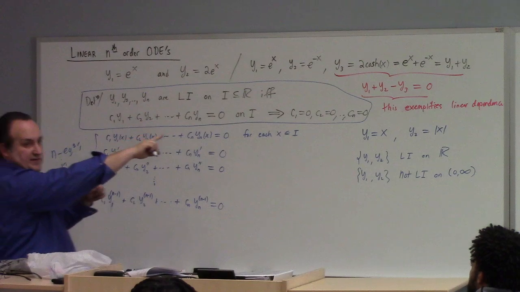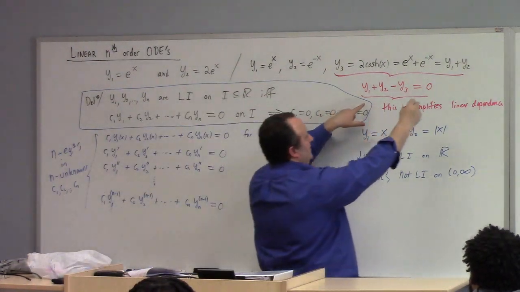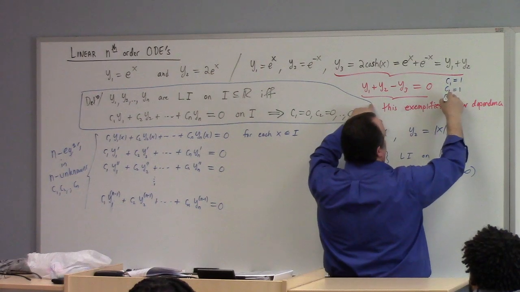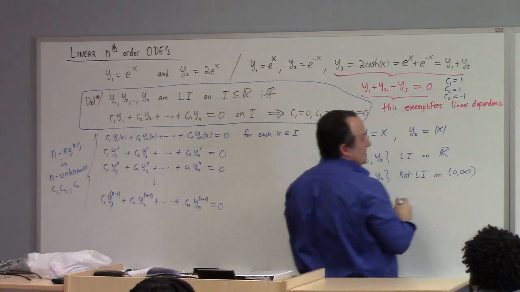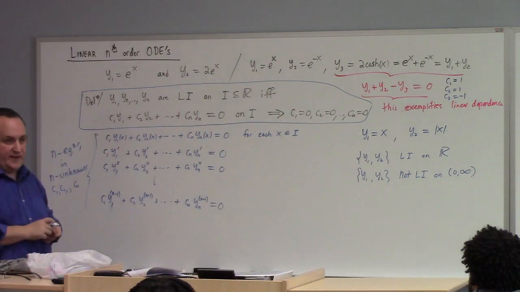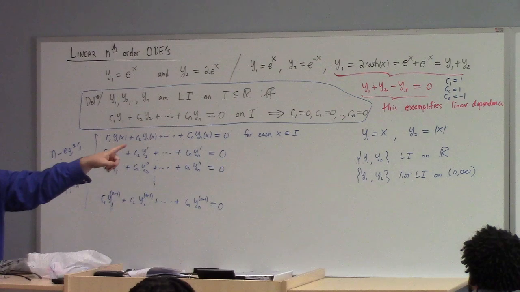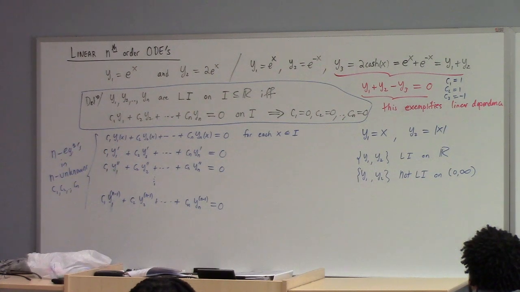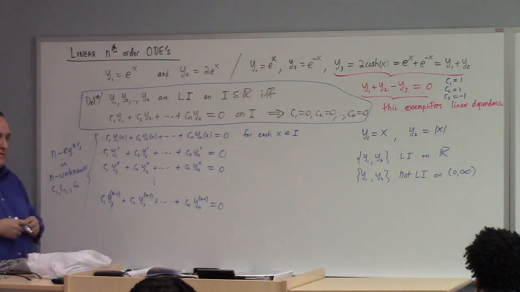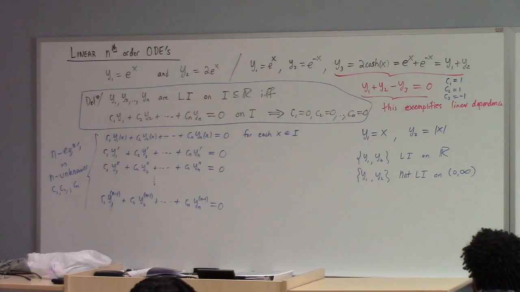We can't have this situation. See here? This is C1 equals 1, C2 equals 1, C3 equals minus 1. Those are not all 0, despite it being a trivial combination. So we're trying to avoid that. We need the situation that if you take a linear combination of all the functions and set it equal to 0, it must be the case that all of the coefficients are 0. That gets us independence.